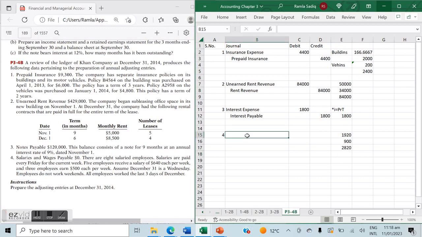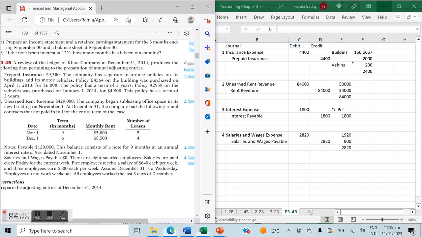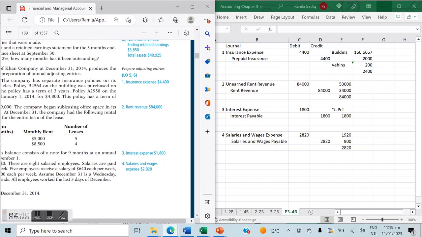And because this is an adjustment of salaries that we owe, the adjustment is again an expense that arises and a liability that arises. And so we'll have salaries and wages expense debited, salaries and wages payable credited, and the amount is $2,820 and $2,820. Okay, so these are the 4 adjusting entries, and just to cross-check your numbers, that's $4,400 for insurance, rent revenue is $84,000, interest expense is $1,800, and salaries and wages are $2,820. And so you know you're right on point.